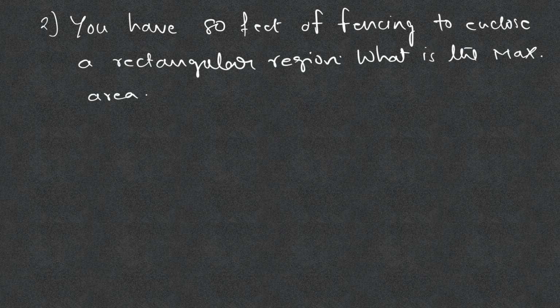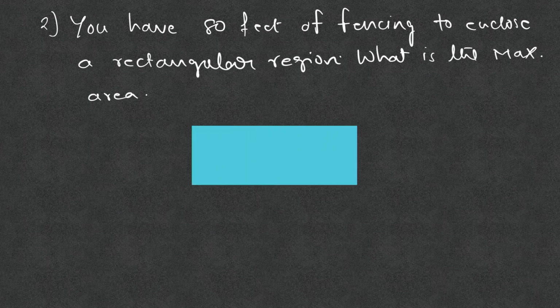Question number 2. You have 80 feet of fencing to enclose a rectangular region. What is the maximum area? For this question, the 80 feet of fencing of the rectangular region implies the perimeter of the rectangle. For example, let's denote the length with x and width with y.